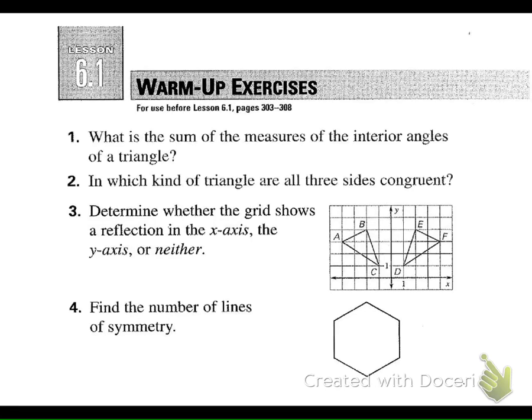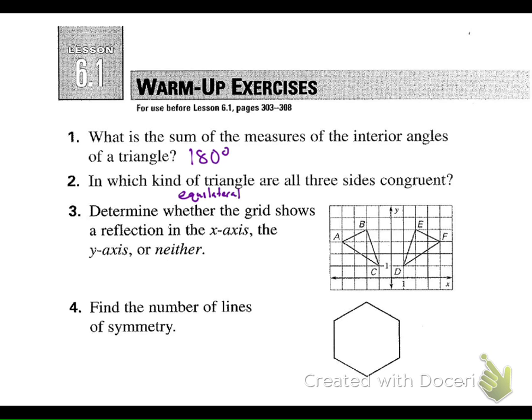So here, what is the sum of the measure of the interior angles of a triangle? So what's the sum of the interior angles of a triangle? 180. Yep. If you forgot, it's right here on this blue poster. Okay, which kind of triangle has all three sides congruent? Equilateral.